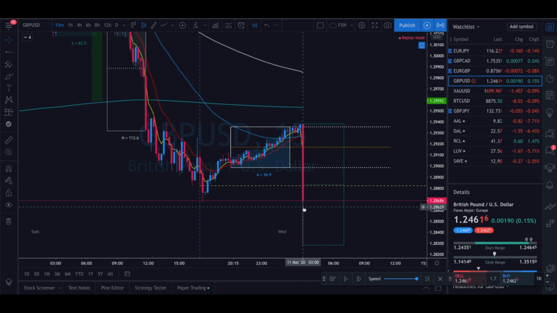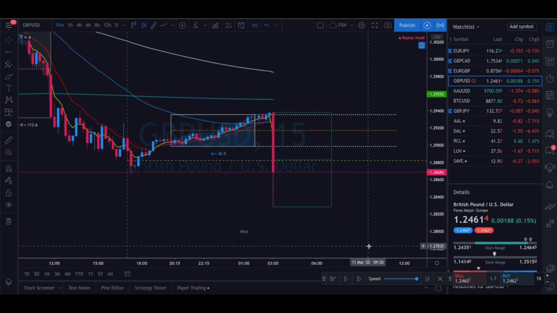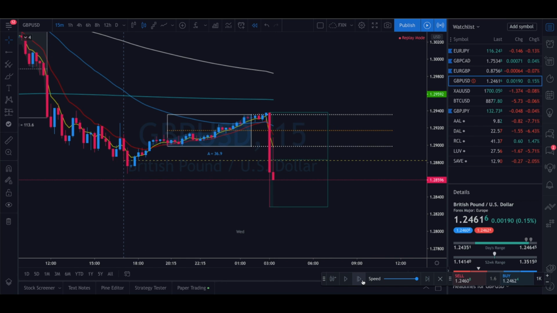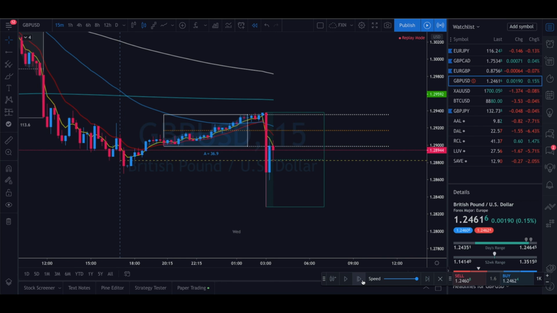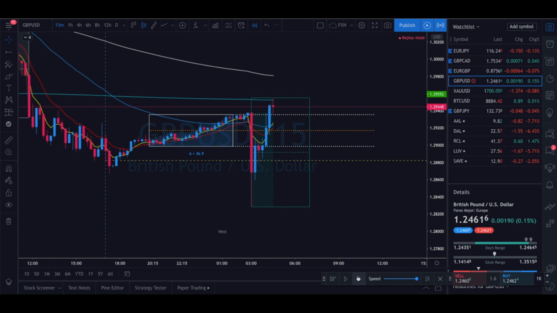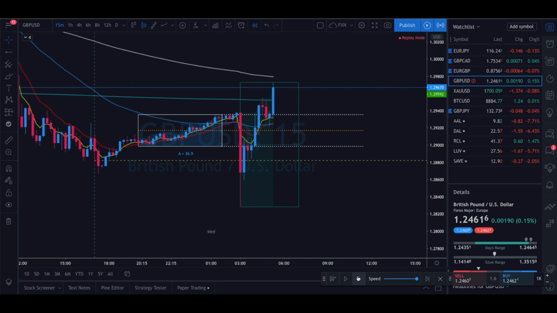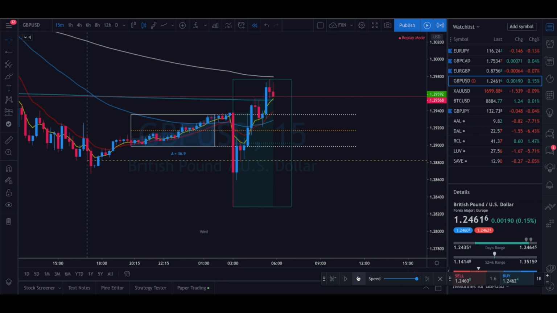So I'm going to assume 3 o'clock. This is probably news. That's probably a news candle there, right? So keep going. There's nothing here to trade, by the way. Nothing at all, as of yet. Keep going. Nothing.